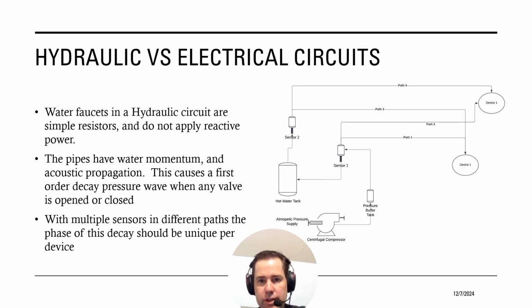Electrical and hydraulic circuits are often compared, as there are many physical similarities: voltage with pressure, inductance with momentum, and current with flow rate. The problem is that every faucet has an identical path to the current detector. As it doesn't know the length to each device, it cannot distinguish between them. If we have multiple sensors located a different distance away from each other on different paths, every event should have a unique profile based on the different acoustic path from each device to the sensors, as well as the difference in the momentum of the water.